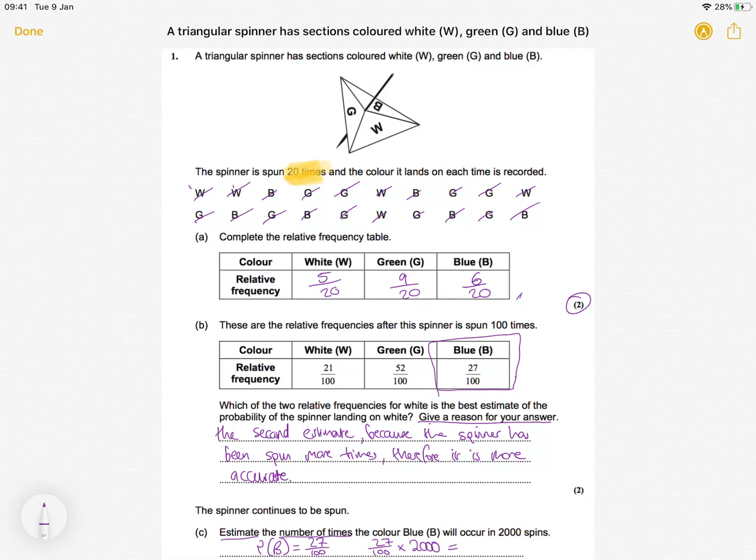That would be 54,000 over 100. So I would expect 540. And obviously you could use your calculator there. Let me just double check that. 2,000 times 27 over 100, that's 54,000 over 100. Yeah, I'm happy with my answer of 540. So if it was spun 2,000 times, I would expect it to come up blue 540 times.